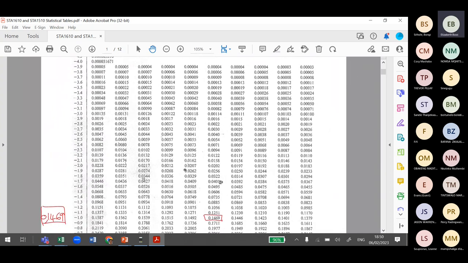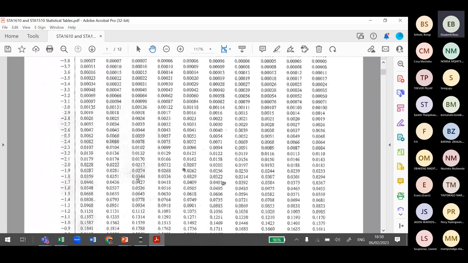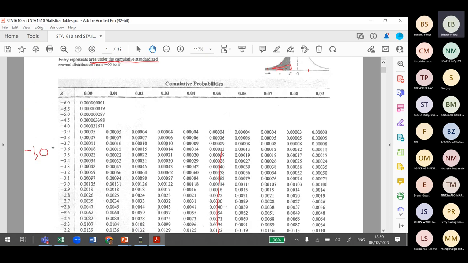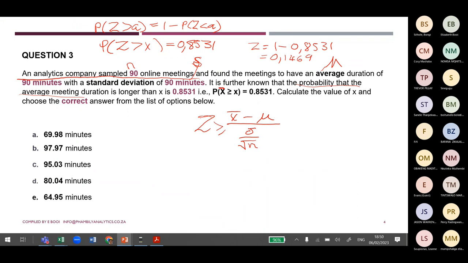Let's take the first two digits, which is -1.0, and we go up to the top to find the last digit, which is 5. So we have found our Z value is -1.05. So our Z, we found it.